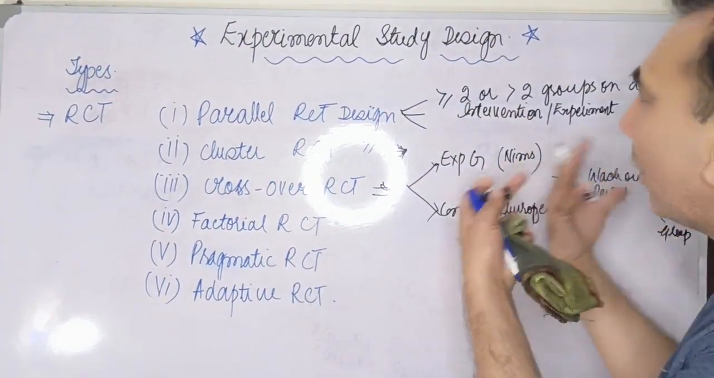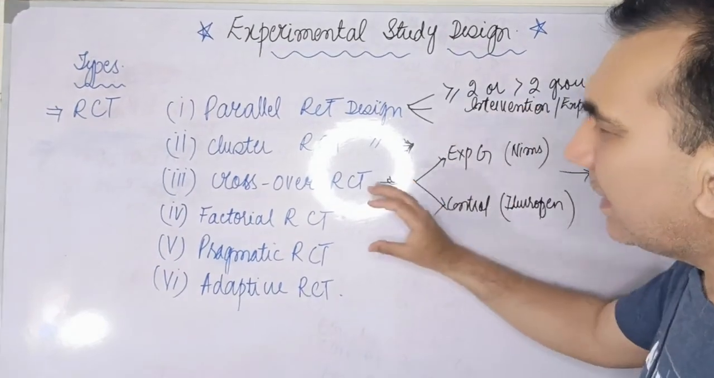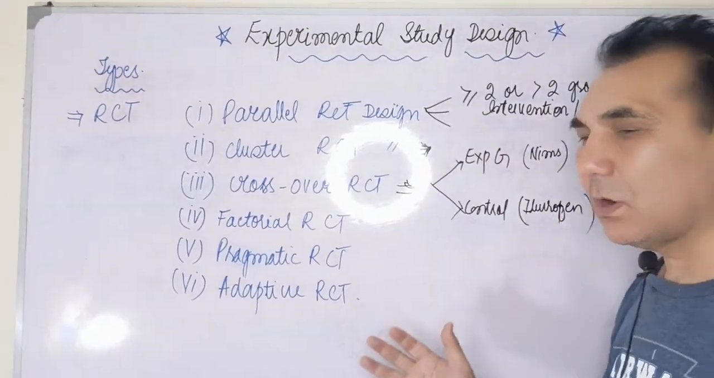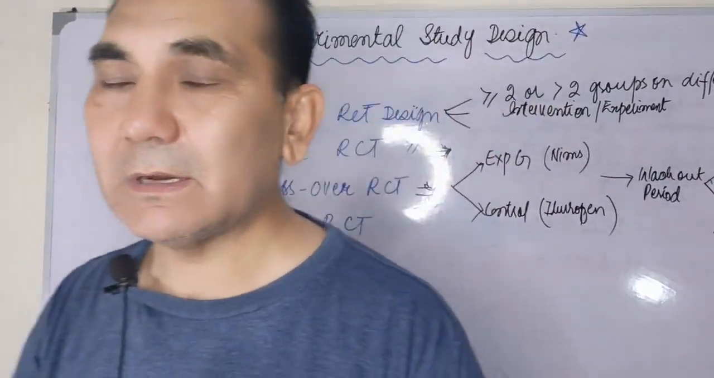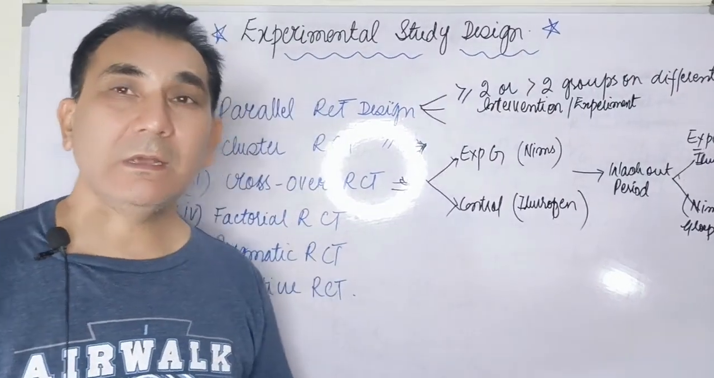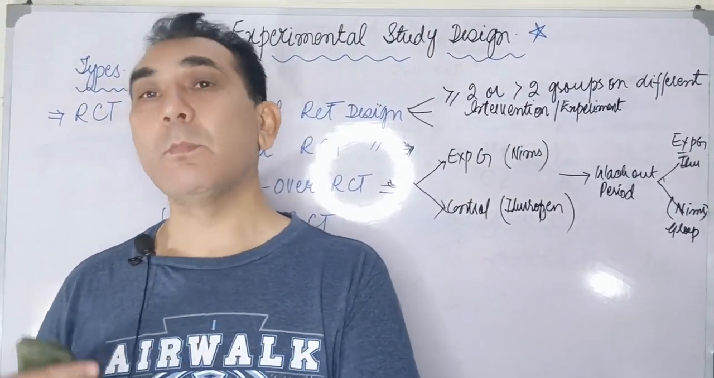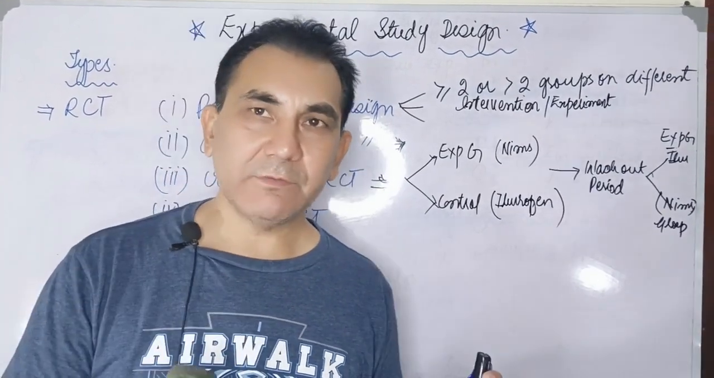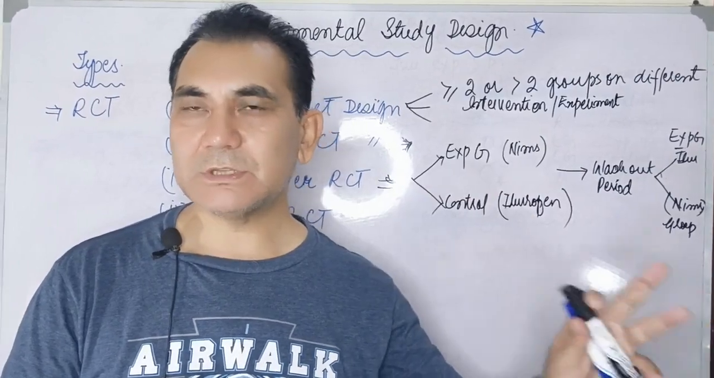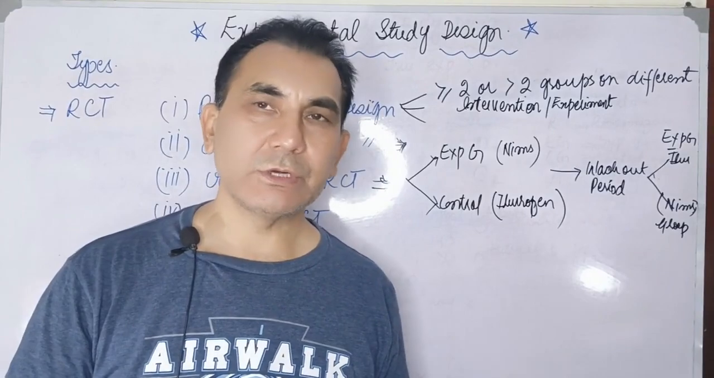So in this way of the crossover RCT, randomly designed, the effectiveness and efficacy of the drugs is more validated both ways. The first time he gave the new drugs to the experiment group, and the old drug, ibuprofen, to the control group.